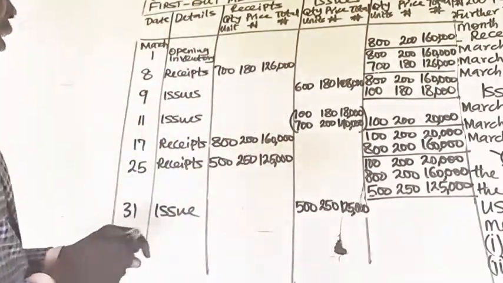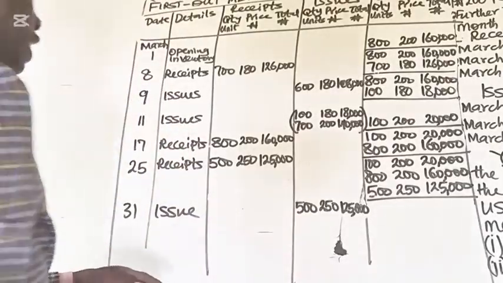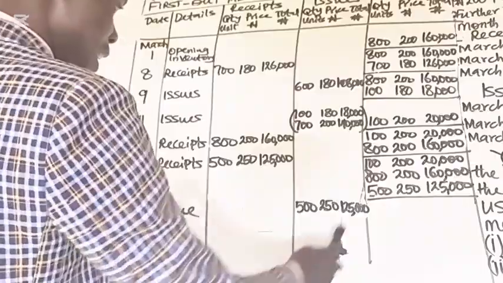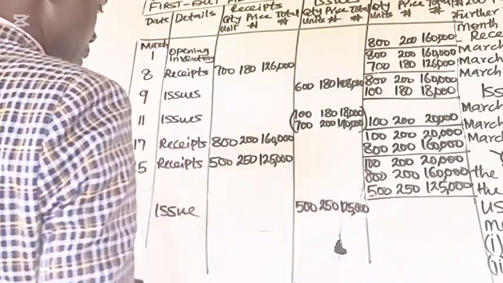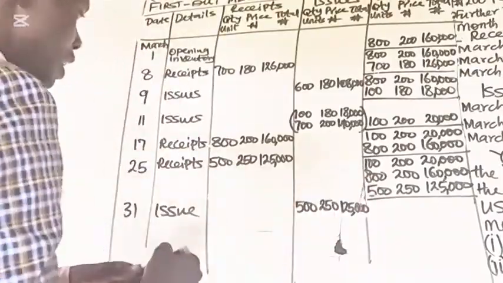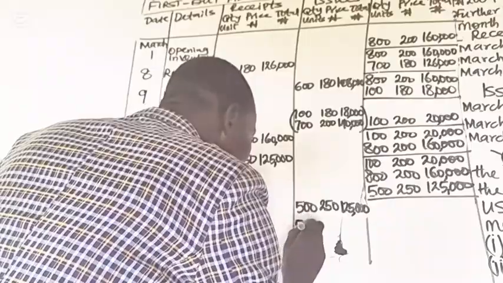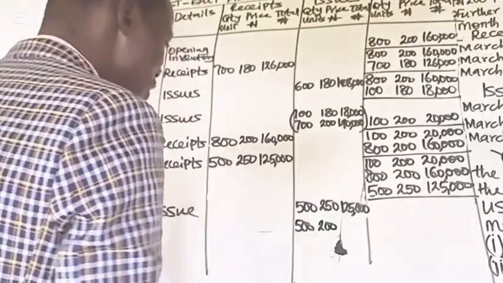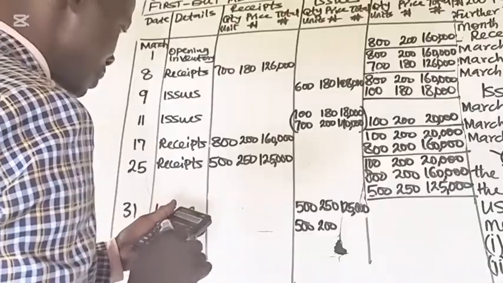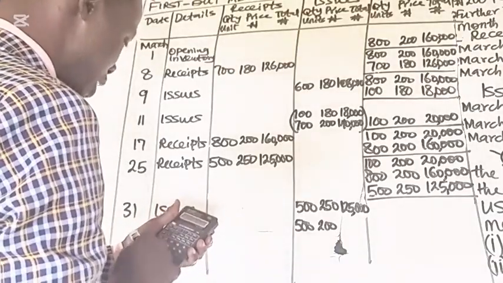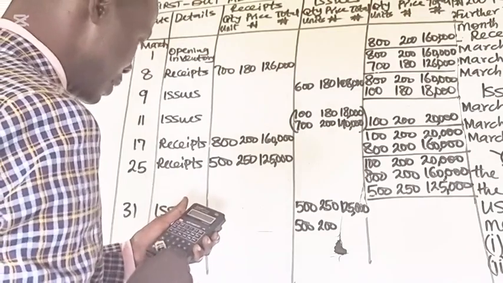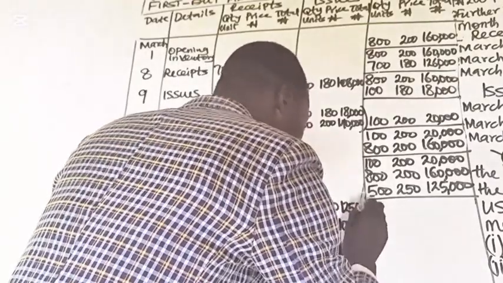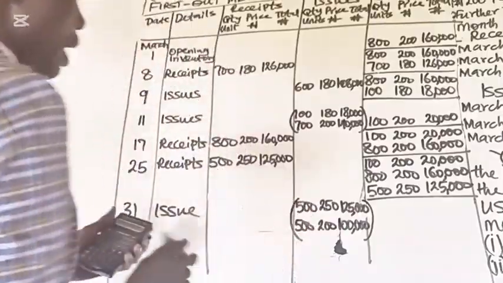Now, remember on the 31st of March, the quantity issued is 1,000. But this 500 has been issued, you have exhausted this. Then the next last in is this 800. You will now issue 500 from this 800. So you have 500 at the price of 200. 500 times 200. That gives us 100,000. So 500 plus 500 making 1,000.